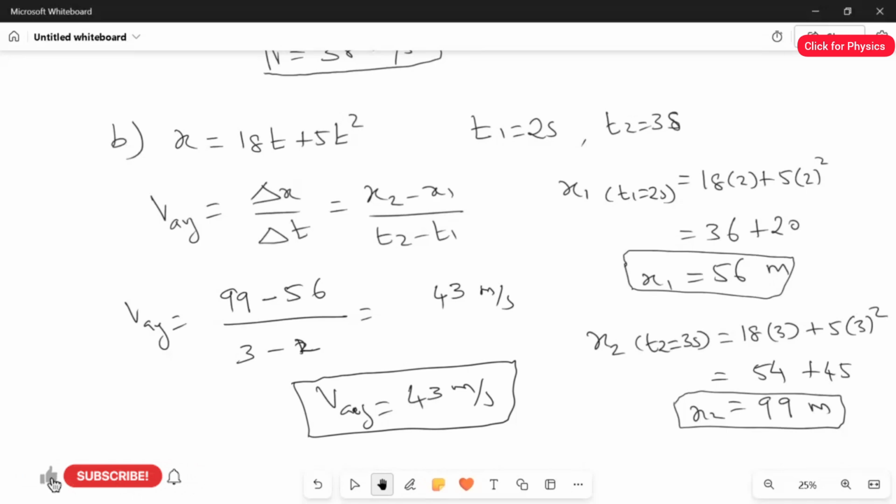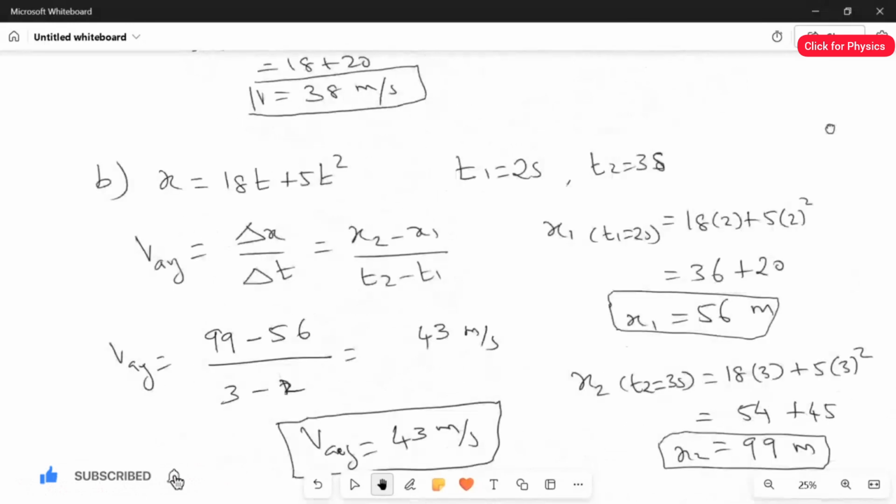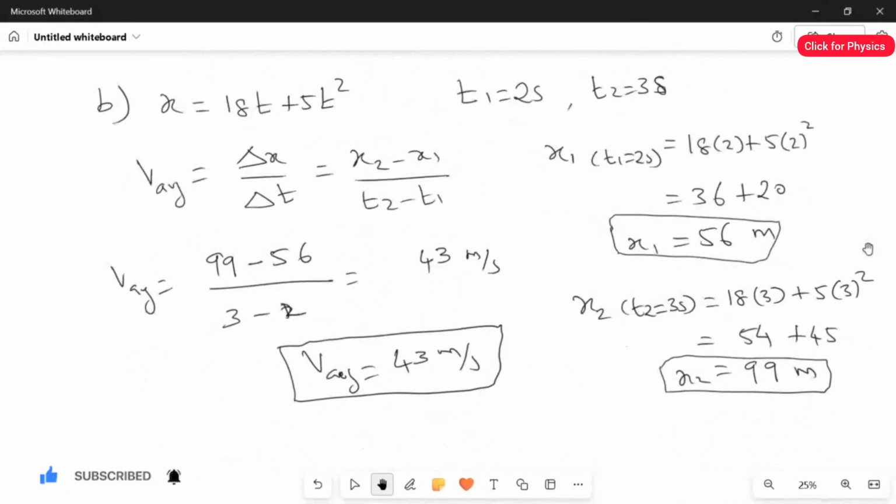Clear? So we have two subdivisions. In the first subdivision, we found the instantaneous velocity at t equal to 2 seconds. In the second part, we found the answer for the average velocity. Clear? So this is the answer for A and B. Thank you.